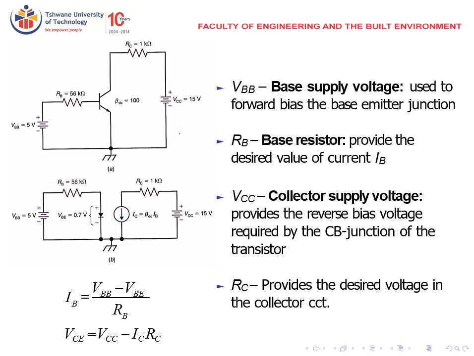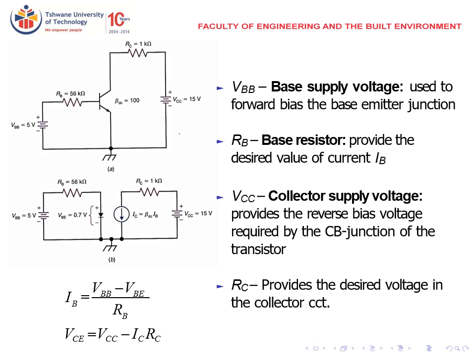Then we have the circuit in A here. We have a common emitter configuration. We have VPP supplying your base through a resistor RB. Then we have VCC supplying a collector through a resistor RC.